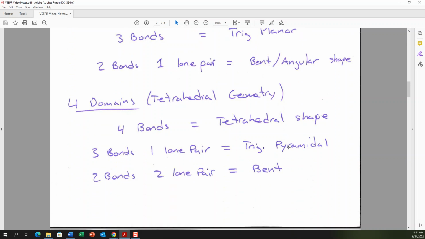So when you get to 4 domains, we have 3 different shapes. We have tetrahedral when all 4 domains are bonding domains. When I have 3 bonds and 1 lone pair, we call that trigonal pyramidal, not trigonal bipyramidal, trigonal pyramidal. And like water, when I have 2 bonds and 2 lone pairs around my atom, we call that shape bent. It's tetrahedral geometry, but if that's my combination of my 4 domains, it's bent shape. Okay.